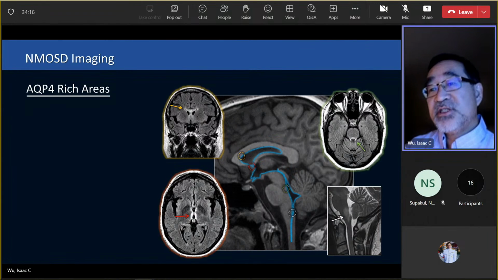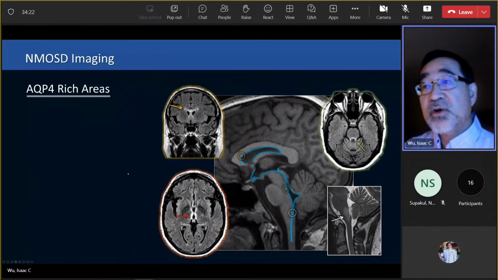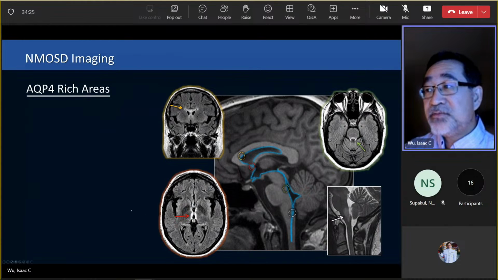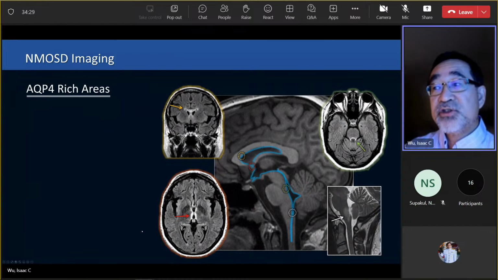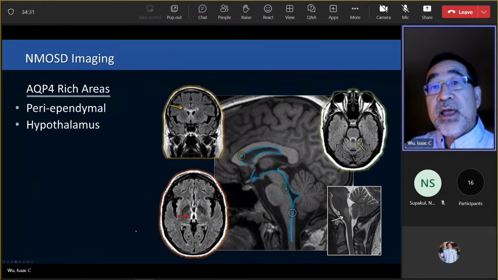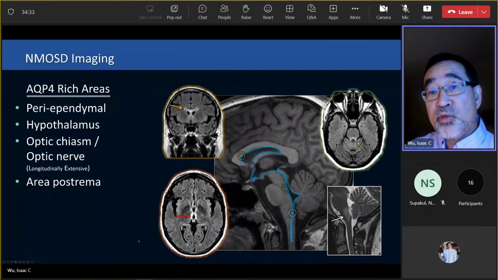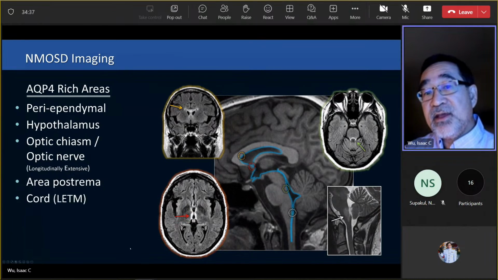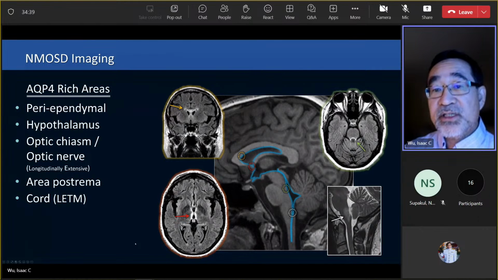From an imaging perspective, again, what does that look like? So look for the area that's rich in aquaporin-4, so usually around the ventricles. And also look by the obex, so the cranial-cervical junction. And also look for optic neuritis, and they tend to be long segment. And the place to look in the spinal cord is for long segment transverse myelitis.